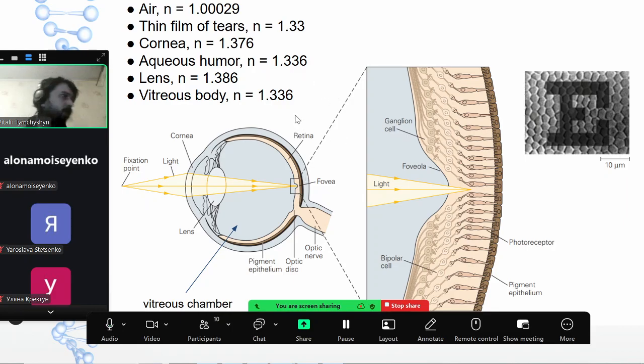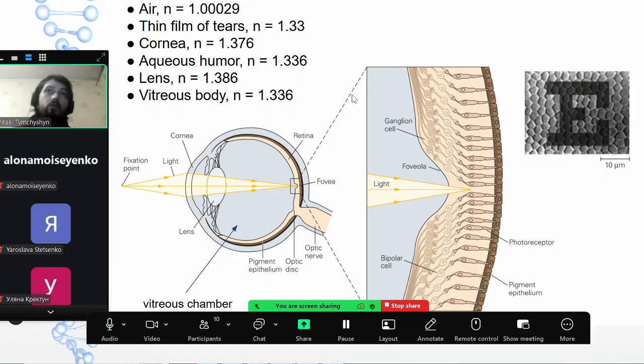Okay, so the first station of the light that comes to Earth from the environment is of course our eyes. Here you see the eye, and here you see different parts of the eye. Here you see light coming, it goes through the cornea, it gets into the vitreous chamber, and it goes through the lens. This lens helps us focus this light.